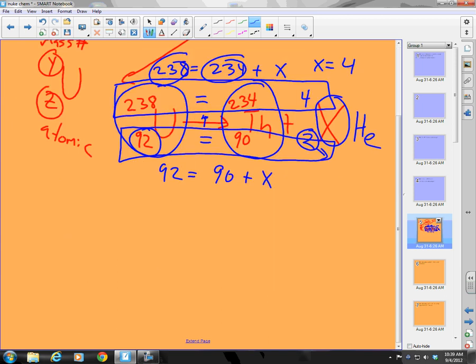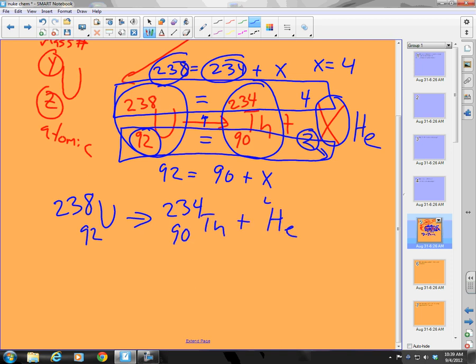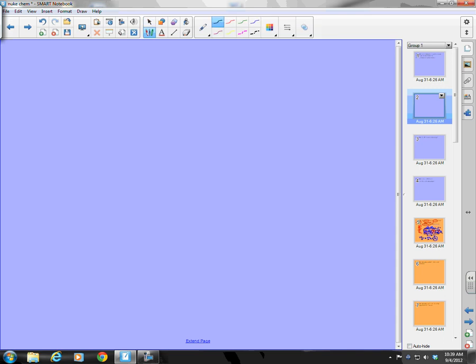Let's clean this up a little bit. I have uranium-238, atomic number 92, which undergoes some type of radioactivity and emits some radiation, and I get thorium-234 plus helium-4, atomic number 2, and this is my radiation that came out of my uranium nucleus. Now, what type of radiation is that? Well, we need to get some notes. So here we go. Let's talk about types of radiation.